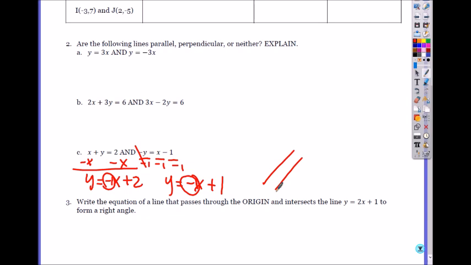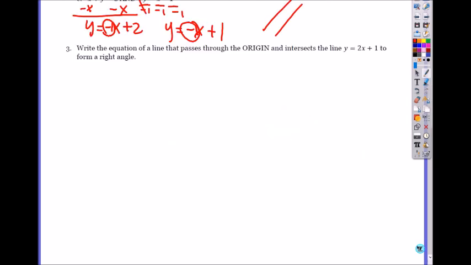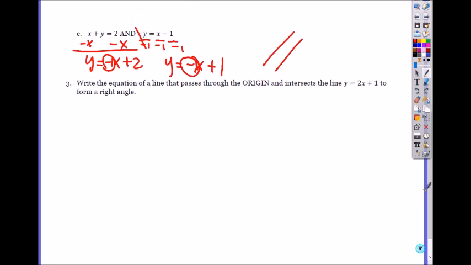Okay, 3. Write the equation of a line that passes through the origin. It goes through what? 0, 0, meaning it's what? Y-intercept will be 0. They gave you B already. You only need M and B, so they gave you half of what you need. And it says, write an equation of a line that passes through the origin and intersects the line y equals 2x plus 1 to form a right angle. What does that mean?